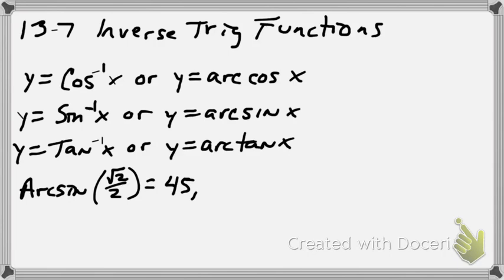But so does 135. So does 405. You could keep adding 360. Also, negative 315 has a sine of root 2 over 2. Negative 225 has a sine of root 2 over 2. Could go on forever. Because of this, we need to come up with some sort of rule that narrows our answers down a little bit. Okay?